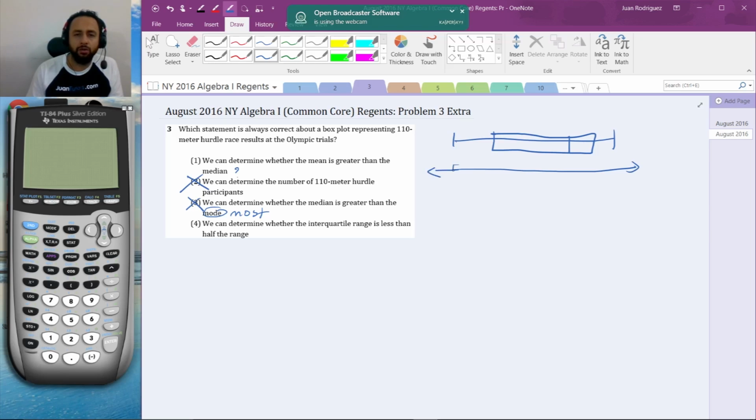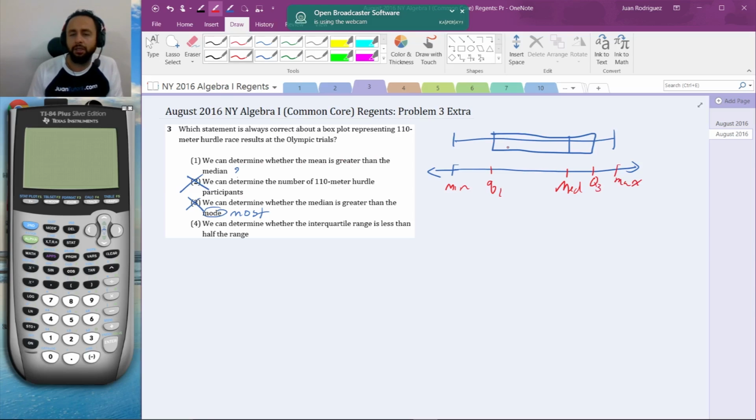Okay, so let's see. Minimum. Here's Q1. Here's the median. Here's Q3, and here's the max. Okay, so let's see, determine whether the mean is greater than the median.